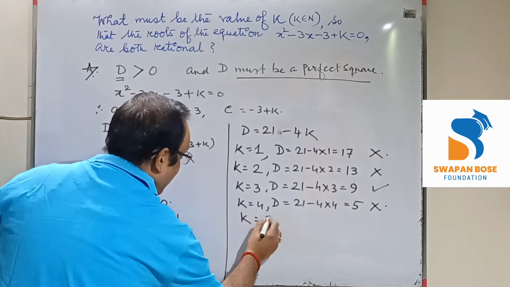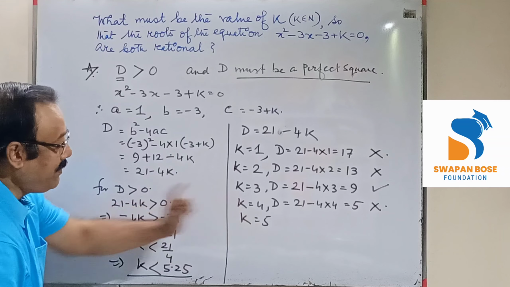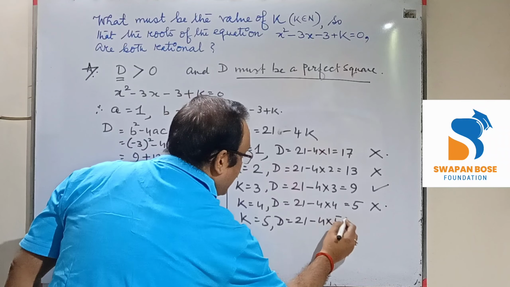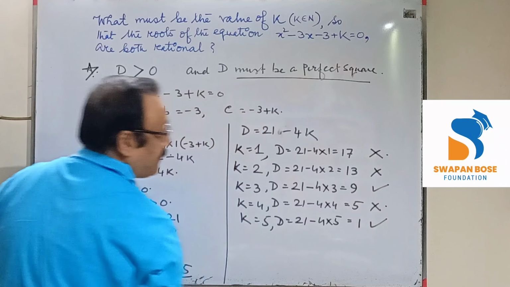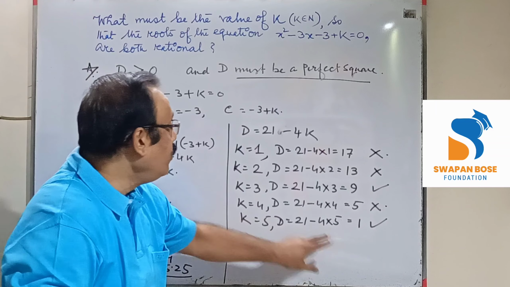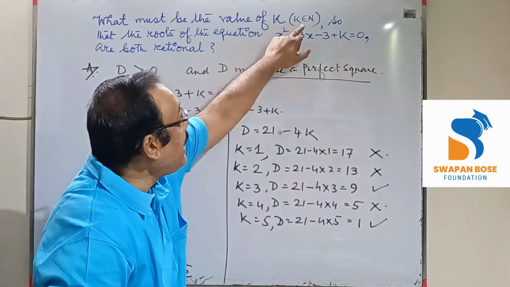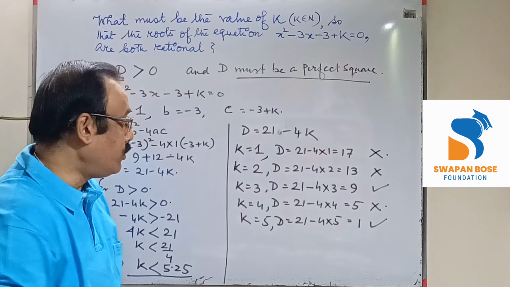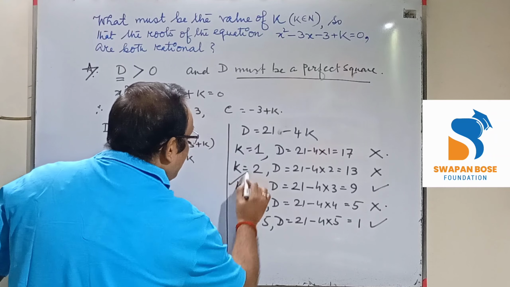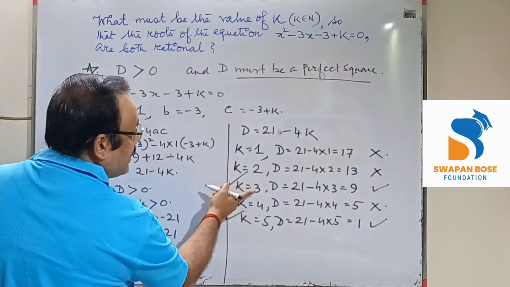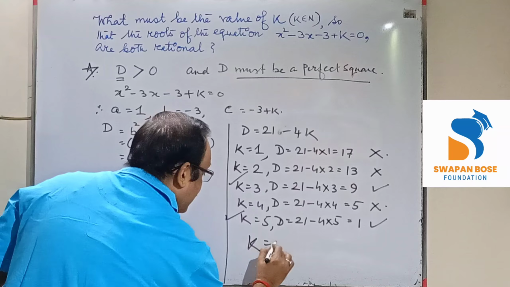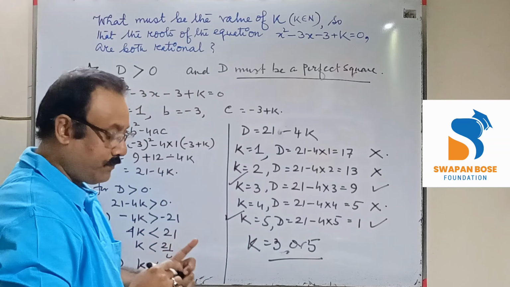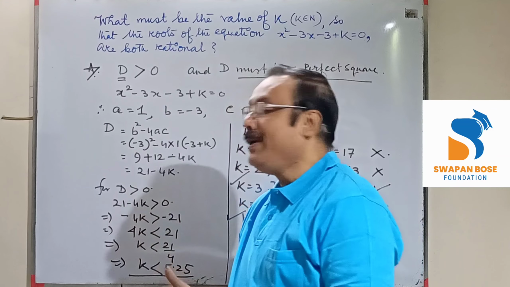If I take k equal to 5, since it is less than 5.25, up to 5 is a natural number. So D will become 21 minus 4 into 5, that is 21 minus 20, which is 1. 1 is a perfect square. Why have I taken only 1 to 5? Because it is given k belongs to natural number. If this condition was not there, then I would have tried with the negative values also. So we have seen that this becomes a perfect square for two values of k. One is 3 and the other is 5. So the answer is k is equal to 3 or 5. That's the answer.